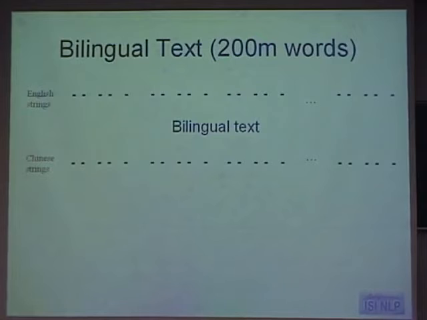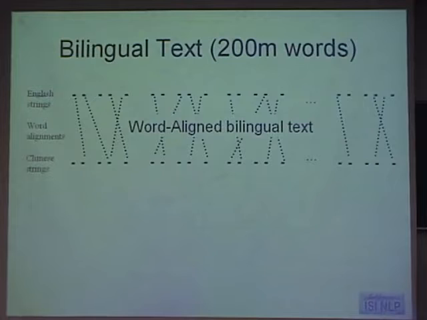Okay, so what do we do with the bilingual text? Let's say we have 200 million words. This is what we have been typically doing over the past few years. We word align it, so try to figure out which words correspond to which other words. This is an errorful process, but it's adequate.